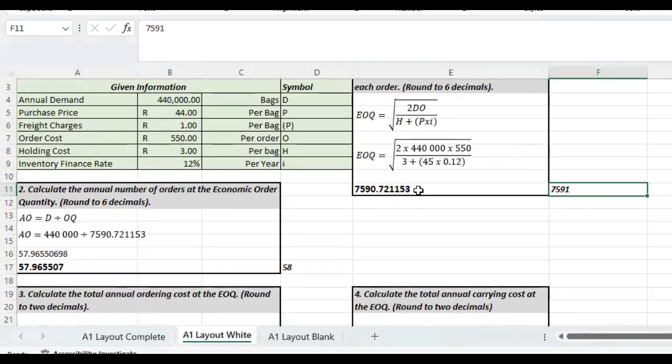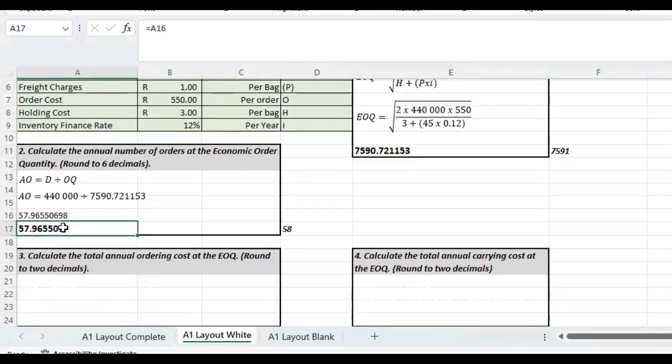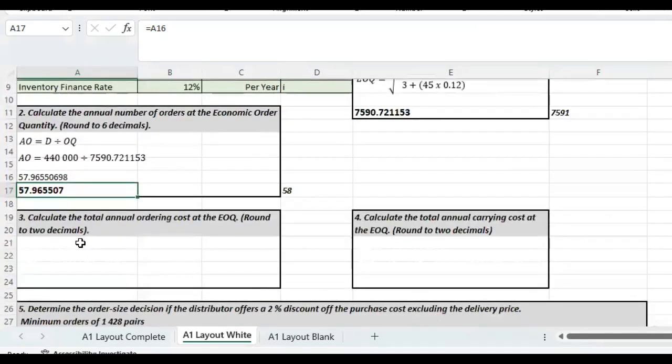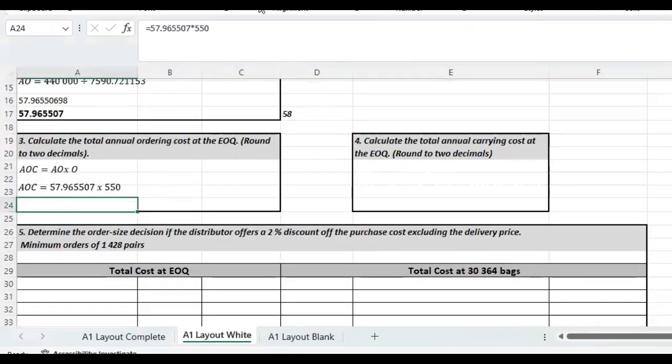But remember, for the purpose of your calculation, stick to these amounts that is rounded to 6 decimal places. Okay. Now, when we have to calculate the total annual ordering cost, we do the same thing again. We start by putting down the formula. Okay. Then we simply replace the values in the formula and we get to an answer, and this answer is expressed in rand and cent.